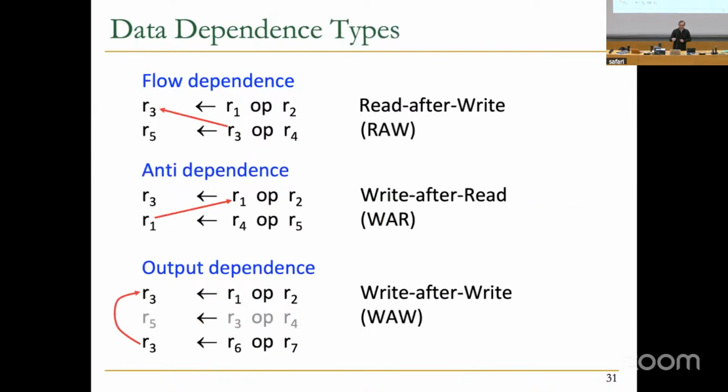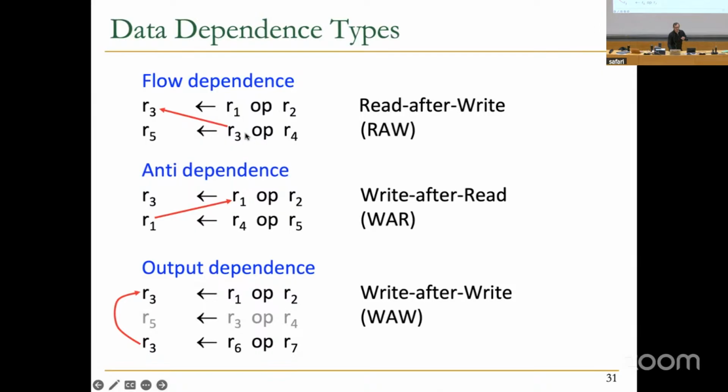So let's take a look at these dependence types. So flow dependence. These are our operations, let's say. It can be any operation over here. Pick your favorite operation. But the first one does something to register 1 and register 2 and stores the result into register 3.